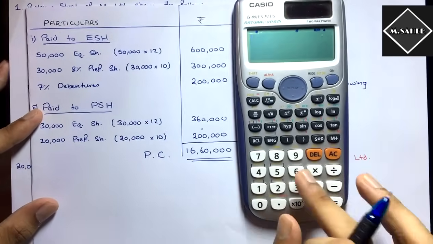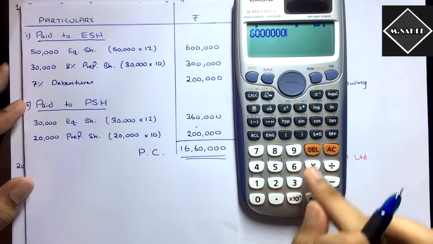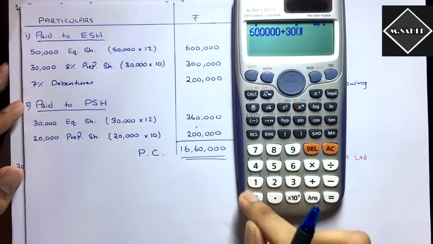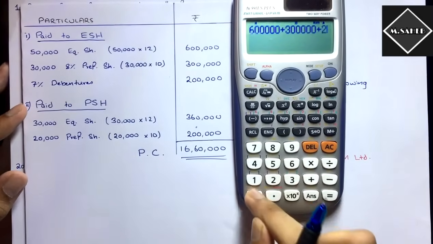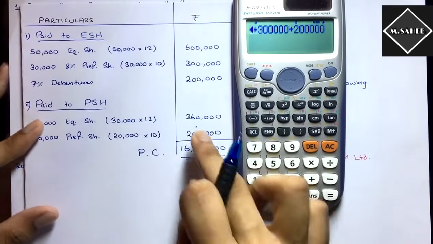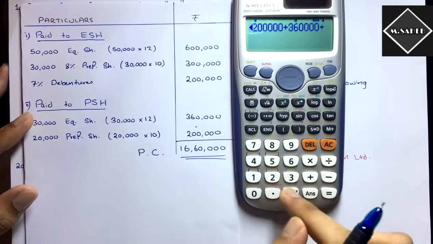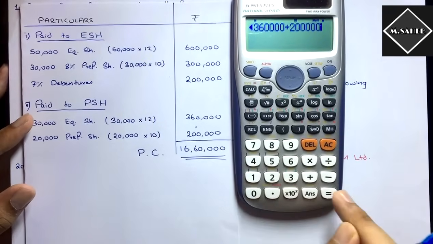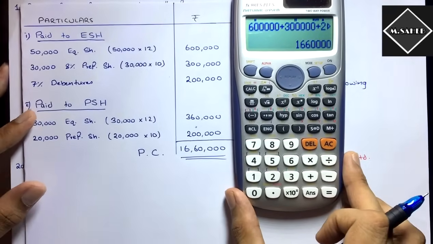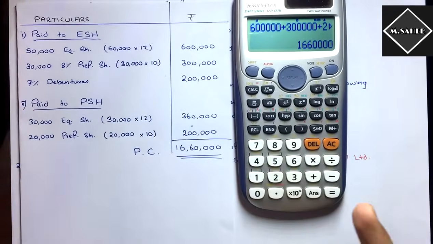It's a simple problem. See here, it's very simple. 6 lakh plus 3 lakh plus 2 lakh, then plus 3,60,000 plus 2 lakh, that is equal to 16,60,000. That's the purchase consideration.